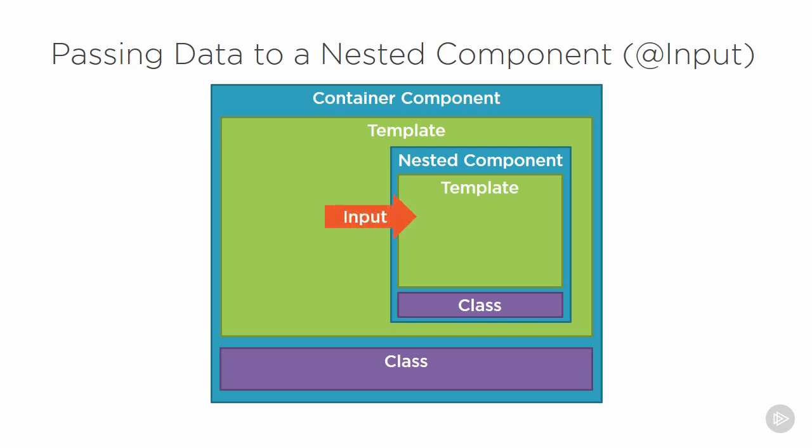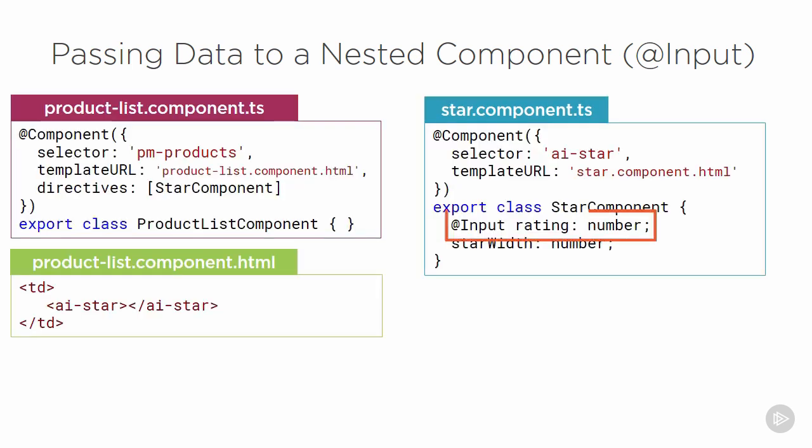If a nested component wants to receive input from its container, it must expose a property to that container. The nested component exposes a property it can use to receive input from its container using the aptly named Input decorator. We use the Input decorator to decorate any property in the nested component's class. This works with any property type, including an object.